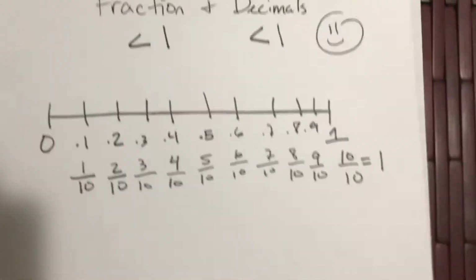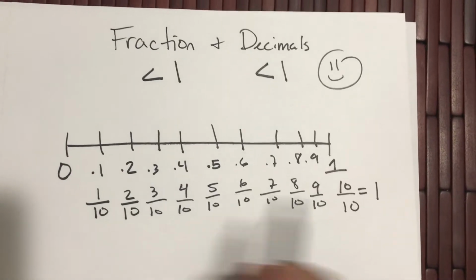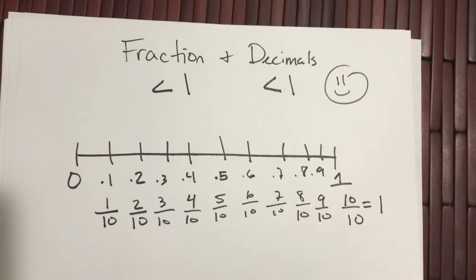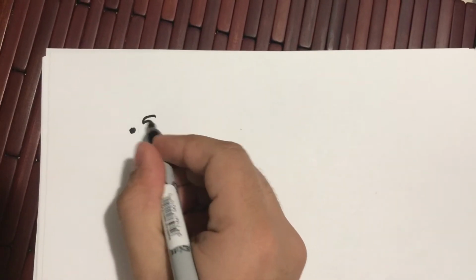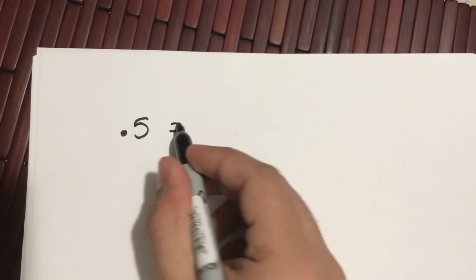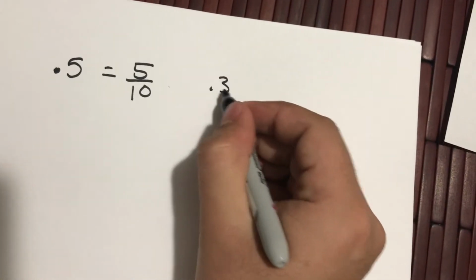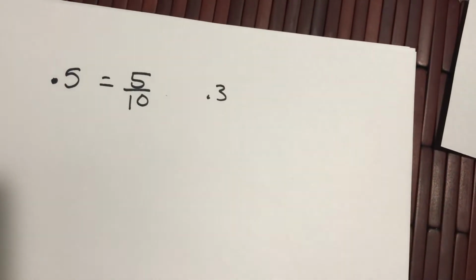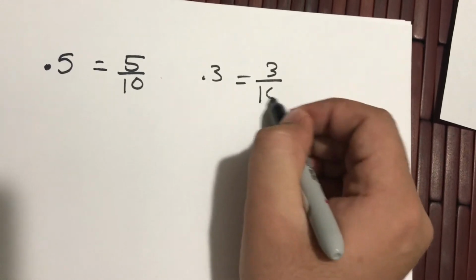All right, so remember that fractions are amounts that are less than 1. So if they're asking you to put 5/10 as a fraction, that would be equivalent to 5 over 10. If they were to ask you to put 3/10 as a fraction, that would be equivalent to 3 over 10.